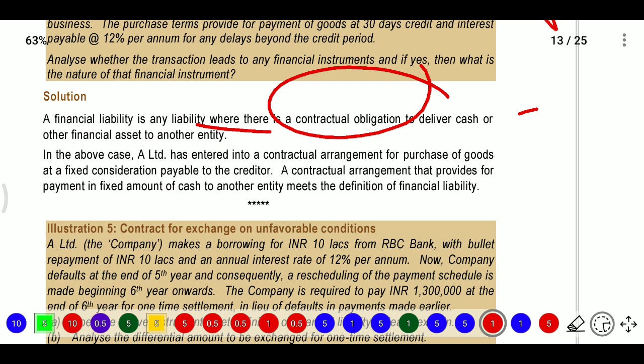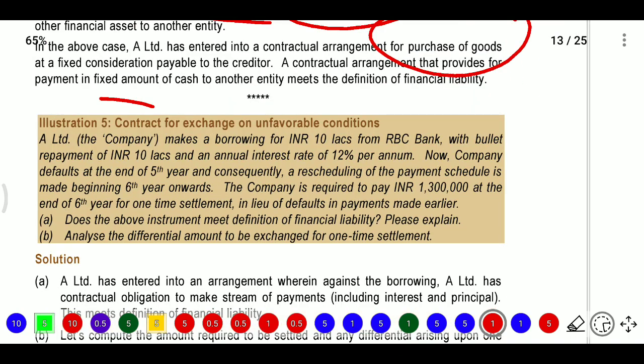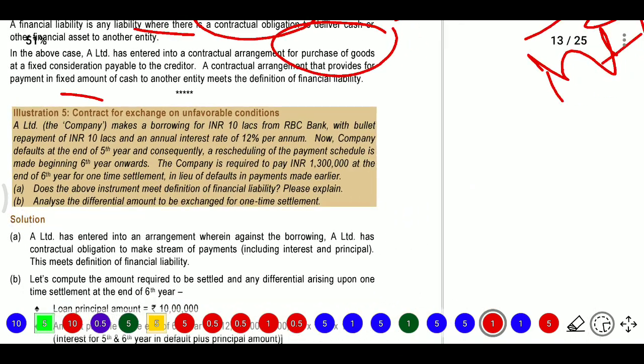So here one contractual arrangement will be there, that is purchase of goods at a fixed consideration payable to the creditor, and a contractual arrangement that provides for paying a fixed amount of cash to another entity meets the definition. So interest may be payable or not payable, but the principal amount is compulsorily payable, so it will become a financial liability.